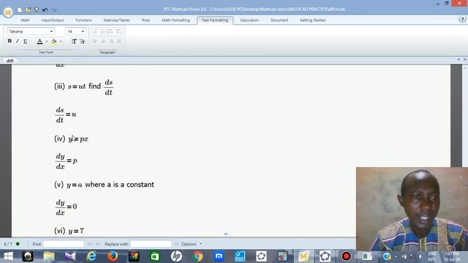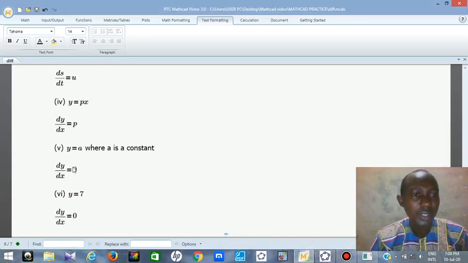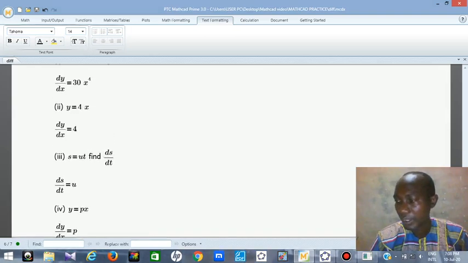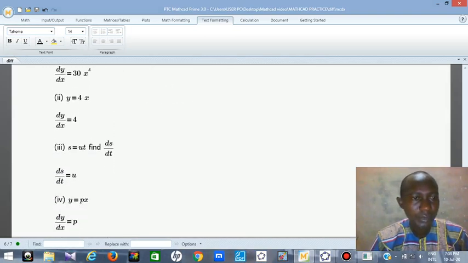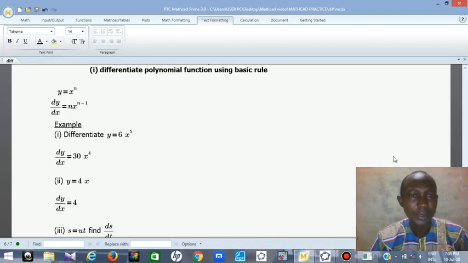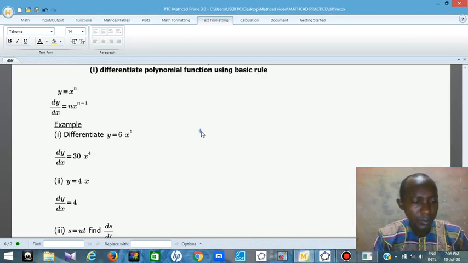Then this is another example. You are differentiating y with respect to s, but p is a constant. If you are differentiating a constant, you are going to get 0. Take note of that. So if you have a situation like this, that will now take us to differentiation of a sum.